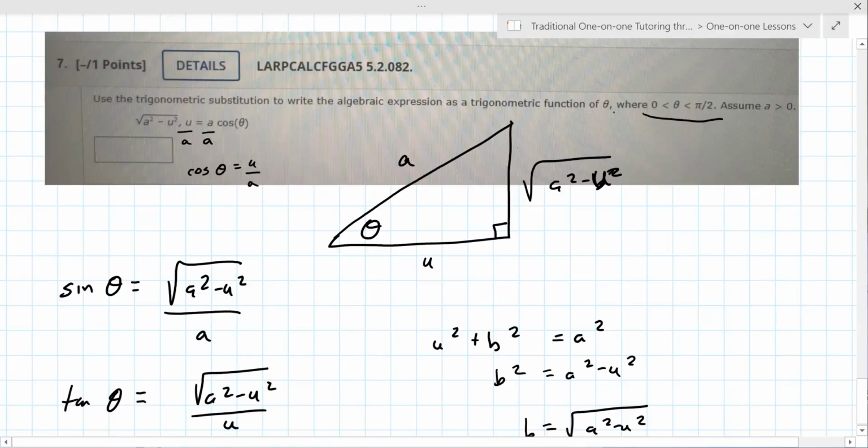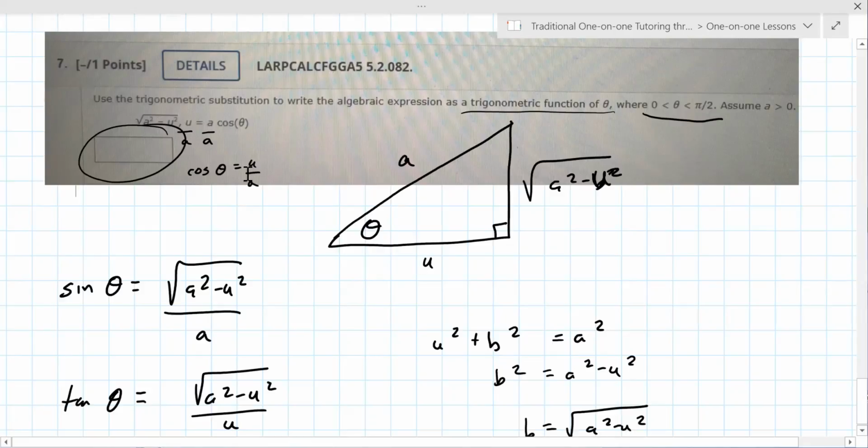As a trigonometric function of theta. How many attempts do you have here? I got 5. Quick question. I don't know if this is allowed in this kind of problem. Are you allowed to just plug in a cosine of theta for the u? Or is that not allowed in there?